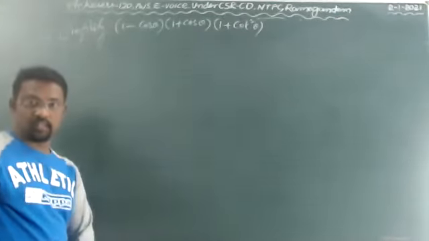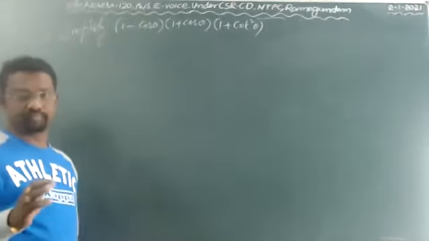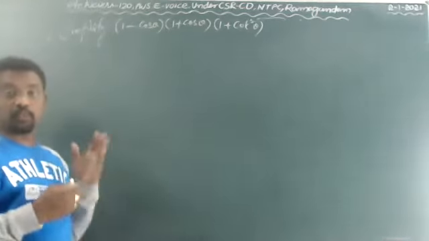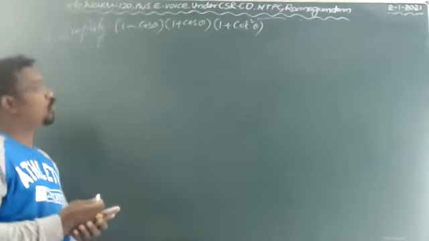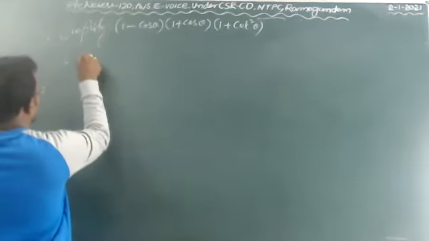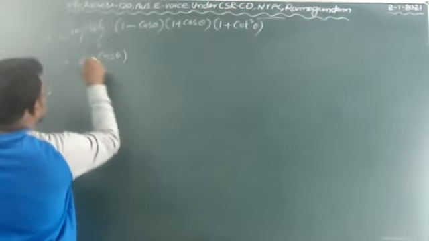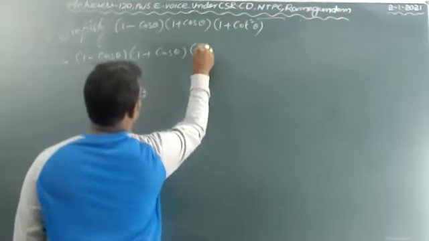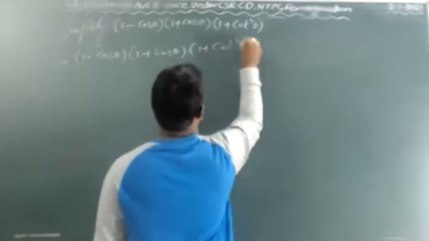Simplify. Just calculate 1 minus cos theta, 1 plus cos theta. This is the most important one, as a 1 mark question. You have to write the question again in the solution: 1 minus cos theta, 1 plus cos theta, and 1 plus cot square theta.